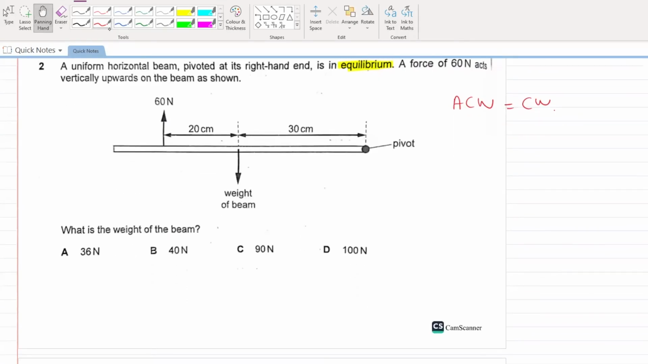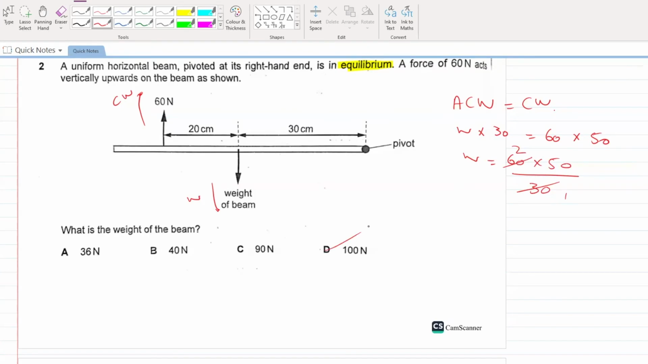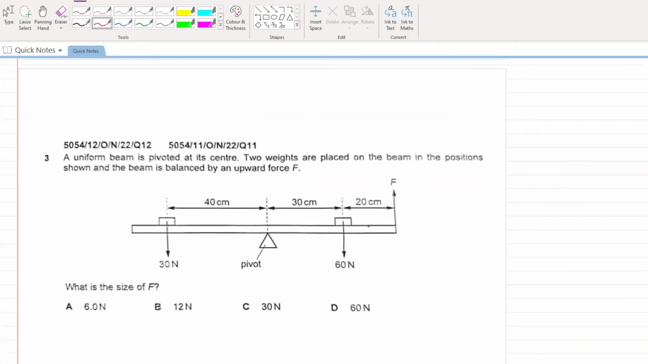This 60 Newton force will cause moments in the clockwise direction. That is 60 into the distance, that is 50. And this weight will cause moments in the anti-clockwise direction, W into 30. What will your weight be equal to? 60 into 50 divided by 30. This becomes 200 Newton, your answer. Simple. Just applied the principle of moments.